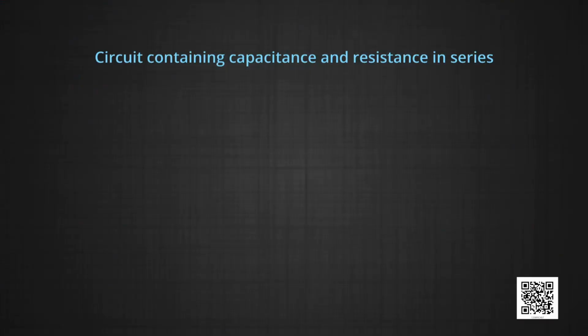So, from the above animation, we have seen how current and voltage show a phase difference. Now, here we will discuss a circuit containing capacitance and resistance in series.